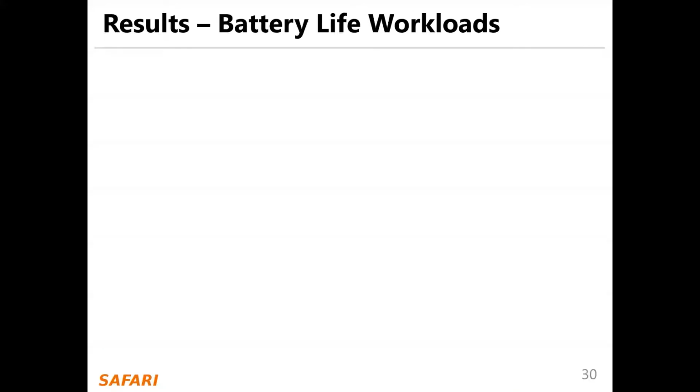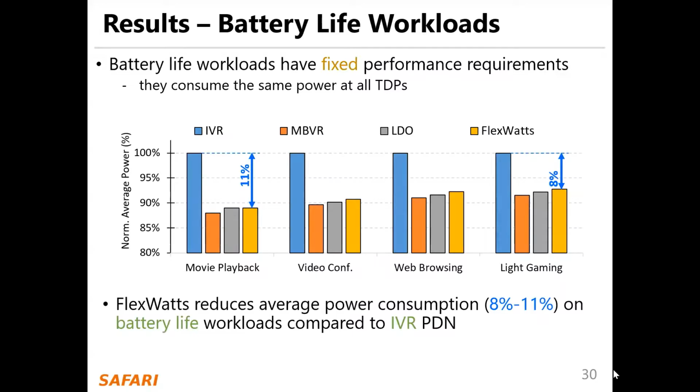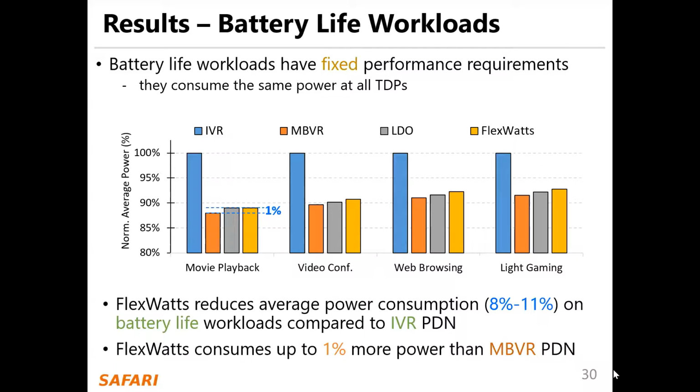Now I will present the results for battery life workloads. Battery life workloads have a fixed performance requirement. They consume the same power for all TDPs. FlexWatts reduces the average power consumption between 8% and 11% on battery life workloads compared to IVR PDN. FlexWatts consumes up to 1% more power than MPVR PDN.